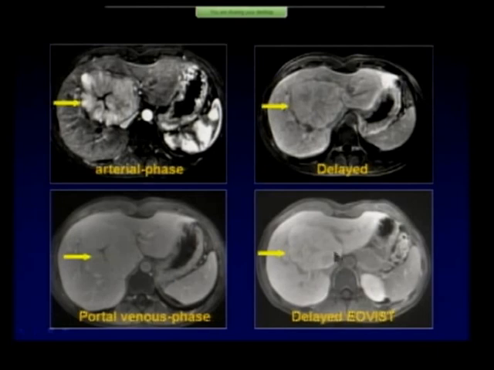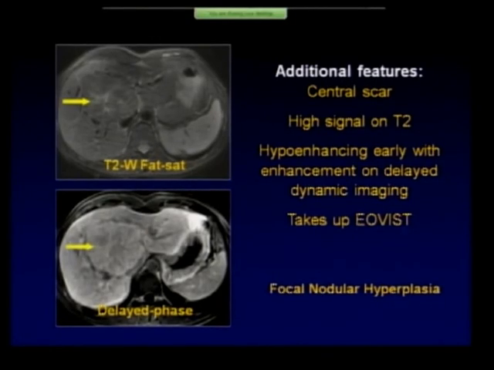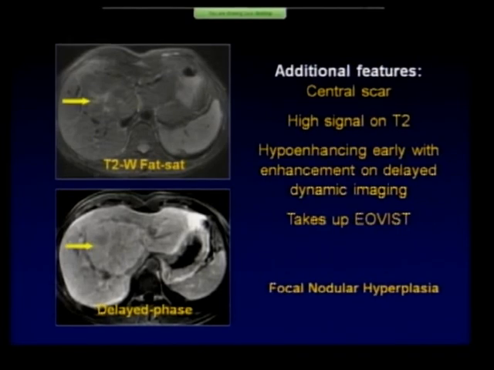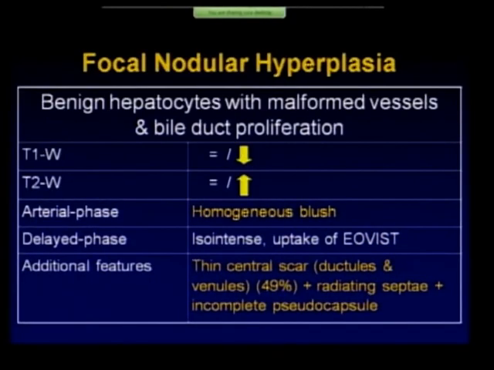On delayed EOVIST images, the lesion is iso-intense to the liver, which means it takes up EOVIST. So the lesion has a scar, it is well circumscribed and does not demonstrate washout. And the additional feature is that it takes up EOVIST. Hence, by definition, it is FNH. So additional features, as I said, central scar, which is high signal intensity on T2 weighted imaging. The central scar is hypo-enhancing early and enhances on delayed images, and the lesion takes up EOVIST.